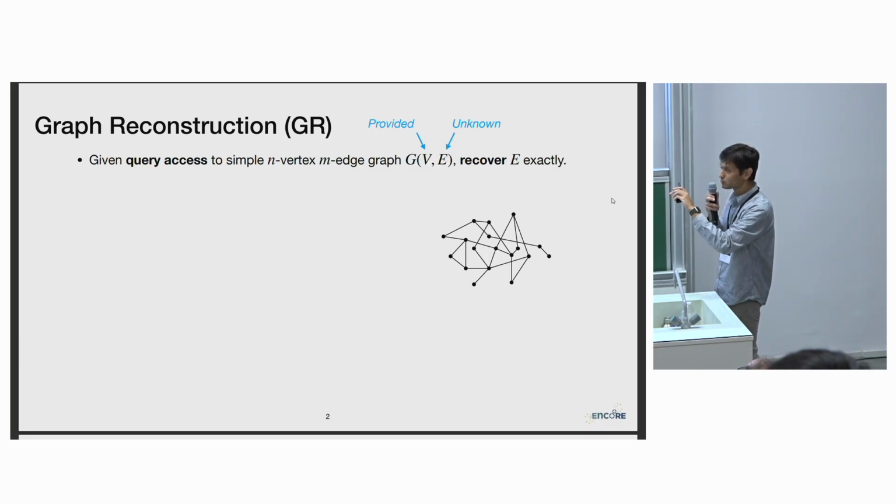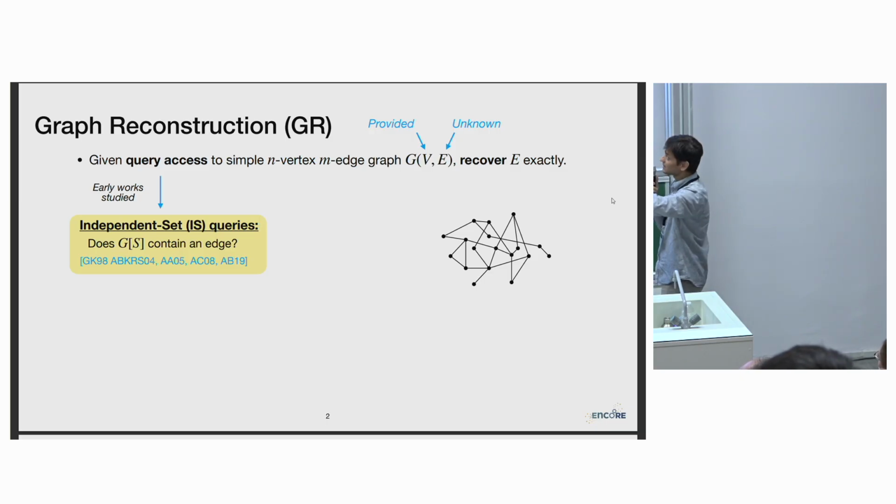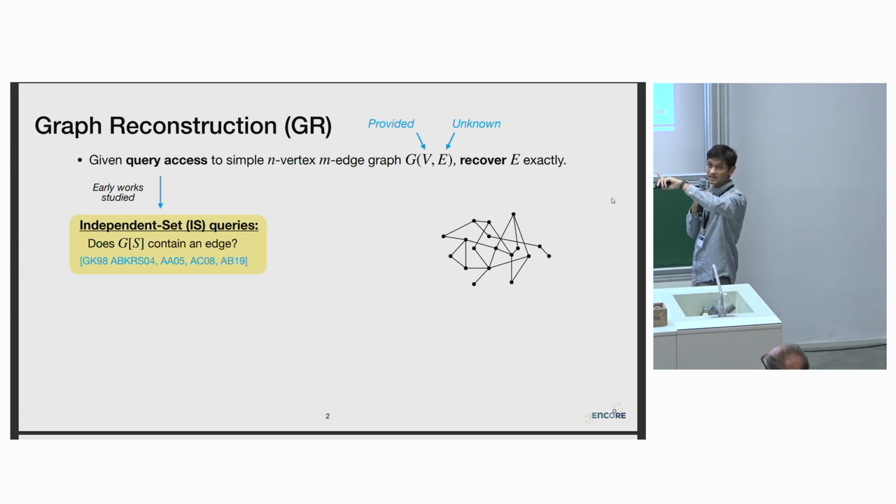What does that mean? One classical thing is independent set queries. Where you just choose a subset of the vertices. You see there is a bunch of vertices, you choose a subset, look at the induced graph and ask whether in that graph there is any edge. So that's the independent set queries.